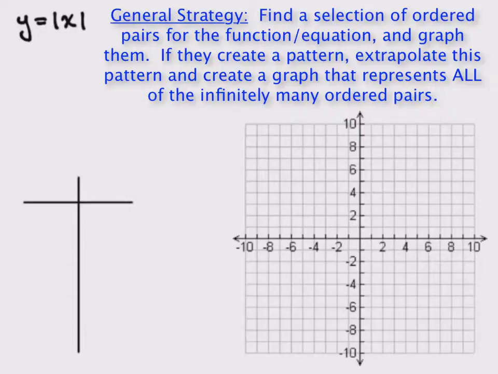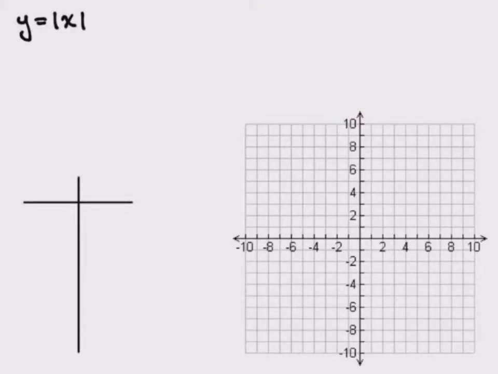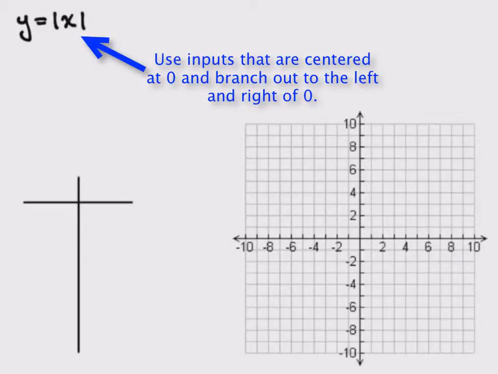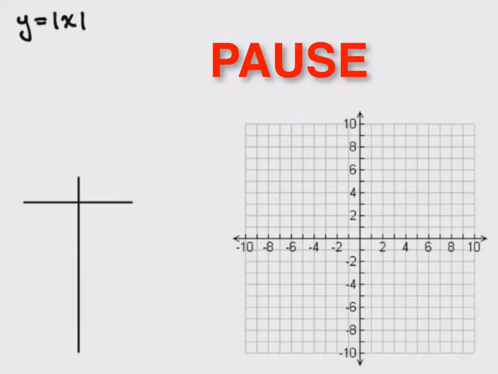So, why don't you pause the video, find a collection of ordered pairs, graph them, and hopefully we'll find a pattern. Remember, we like to start using 0 as our first x value, and then branching right and left of 0 using positive and negative x values and a wide range to get the best picture of this graph.